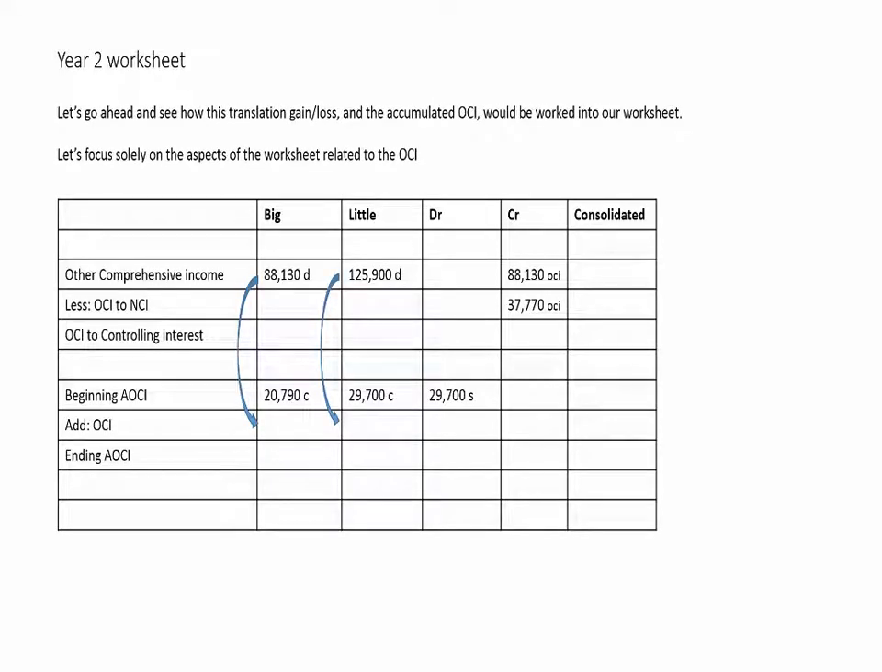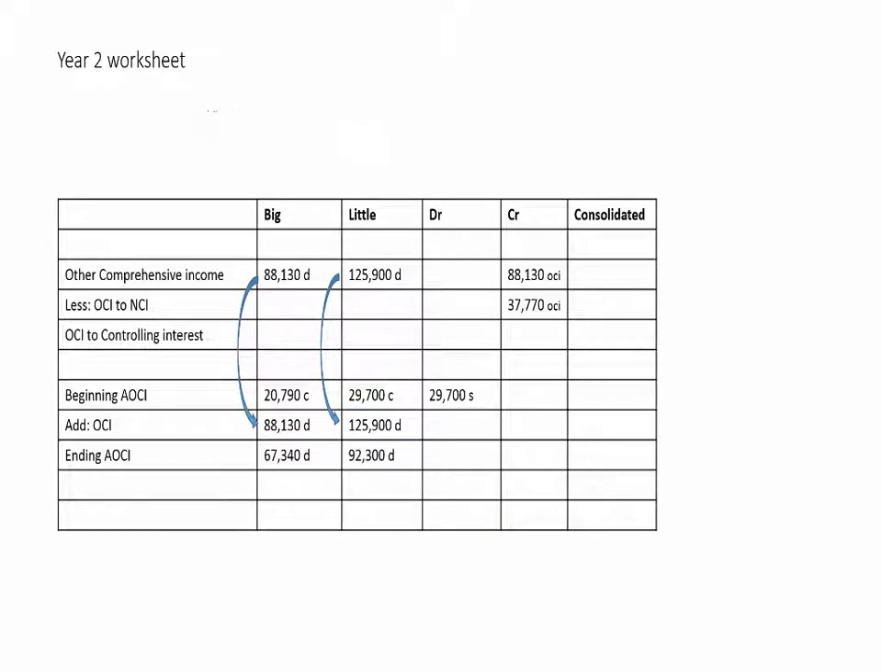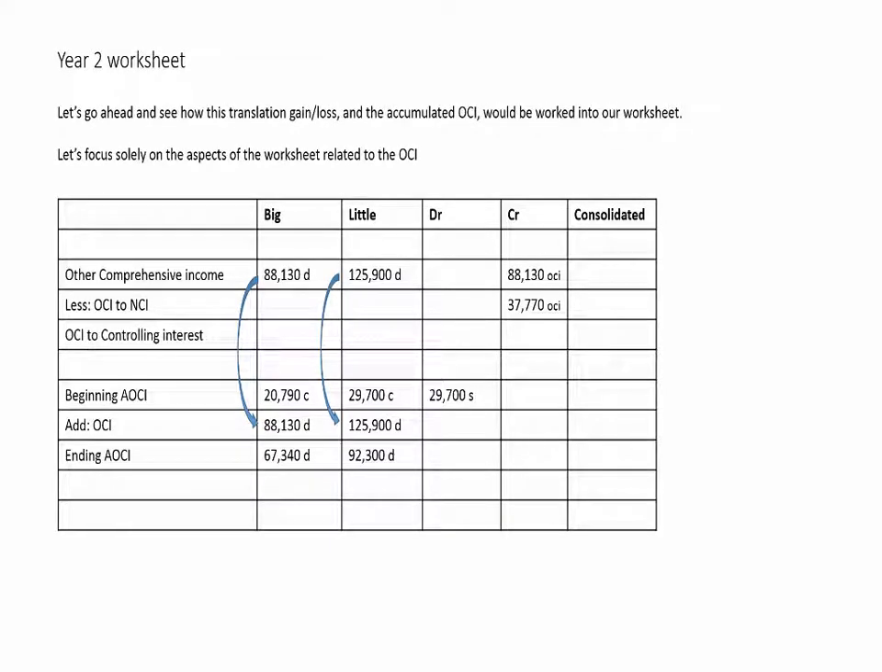Okay, just to refresh our memories on how these things tie together. And again, this is perfectly analogous to what happens with the regular income and the statement of retained earnings. We take our other comprehensive income for the period and transfer it down to our statement of accumulated other comprehensive income. And then we get our ending accumulated other comprehensive income by working our way down. So for Big, $20,709 credit balance, offset by an $88,130 debit balance, leaves us with a net $67,340 debit.